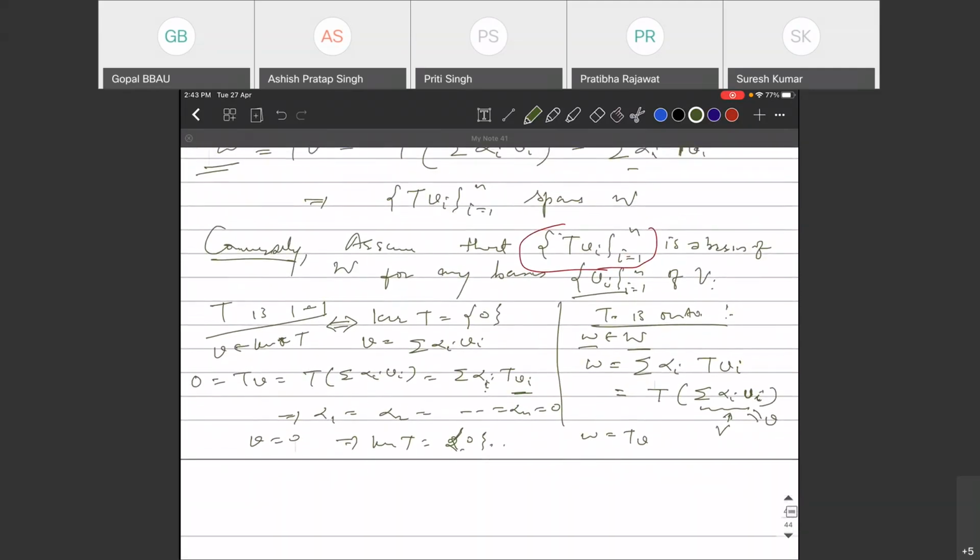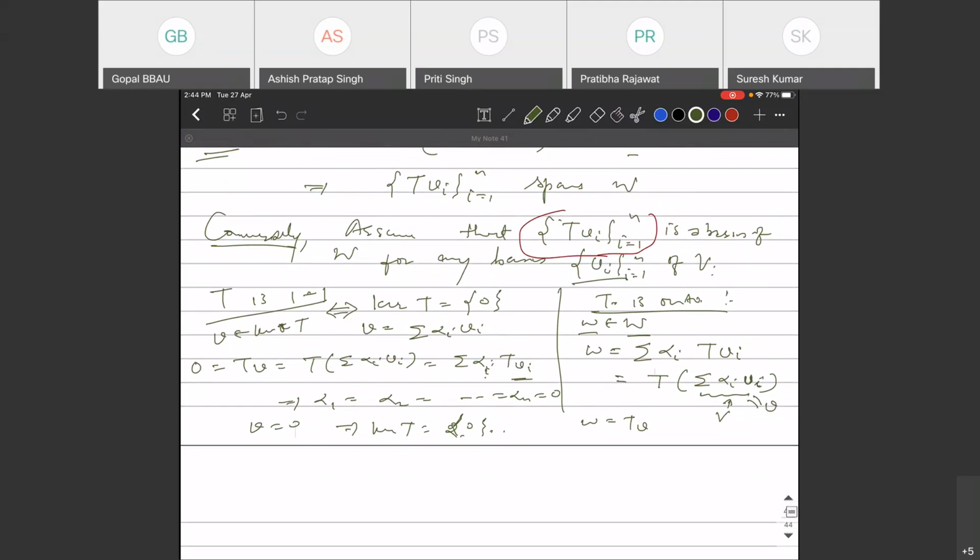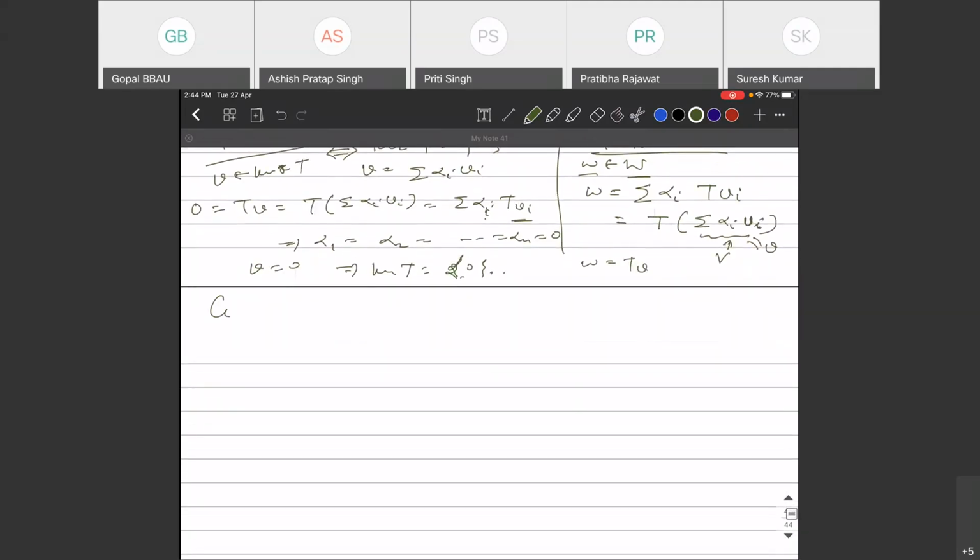So once T is bijective, we already know T is a linear transformation, therefore it is an isomorphism. So, corollary: any two isomorphic vector spaces have the same dimension. Okay? Correct?